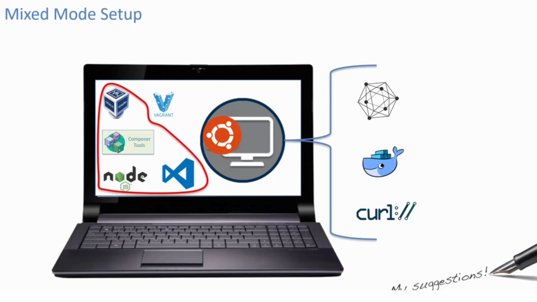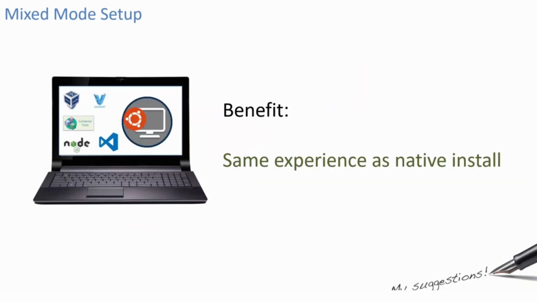And here what would happen is that we will use the Composer tool to connect with the Hyperledger Fabric components installed within the virtual machine by way of the TCP connections. The benefit of this approach is that it will give you the same development experience as a native installation. To execute the tools, you will not have to log into the virtual machine, and that will make things much easier.